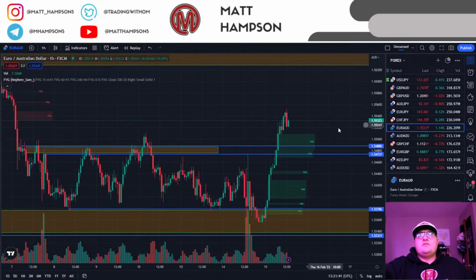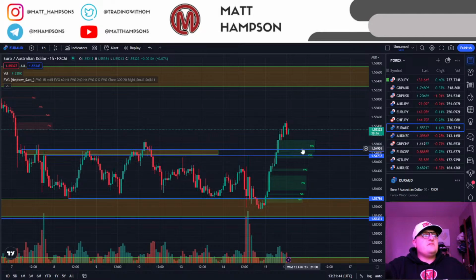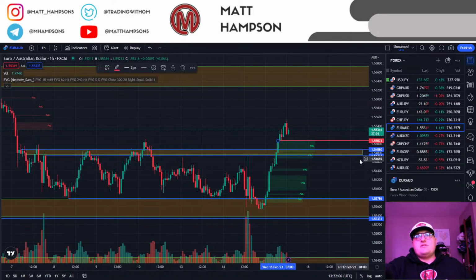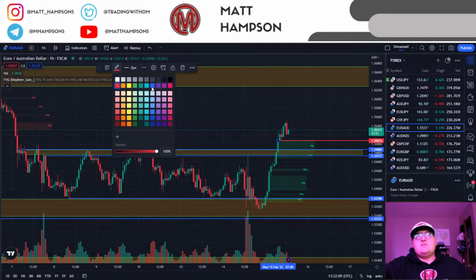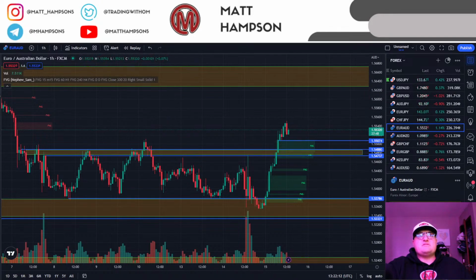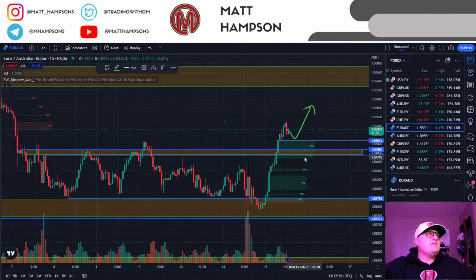Euro AUD. Very clear bounce off of the FVG there, which is also our support zone that we drew. Well, old resistance zone, now new support zone. The FVG is going to be right here. Top of the FVG is right there. So you could look for buys here, but we're going to want to see a retest back to make sure it's respecting that FVG. But yeah, that's certainly a possibility there.